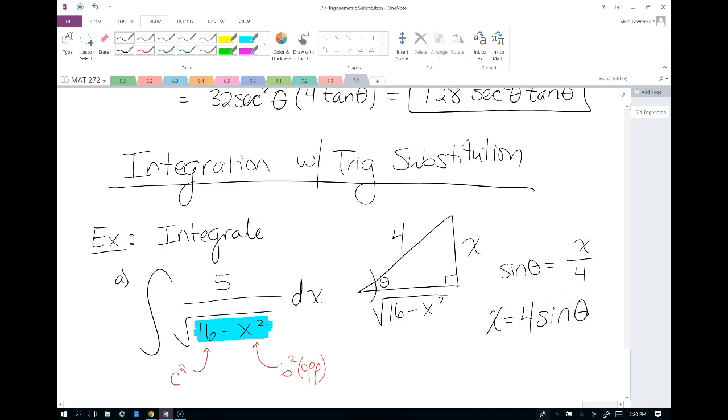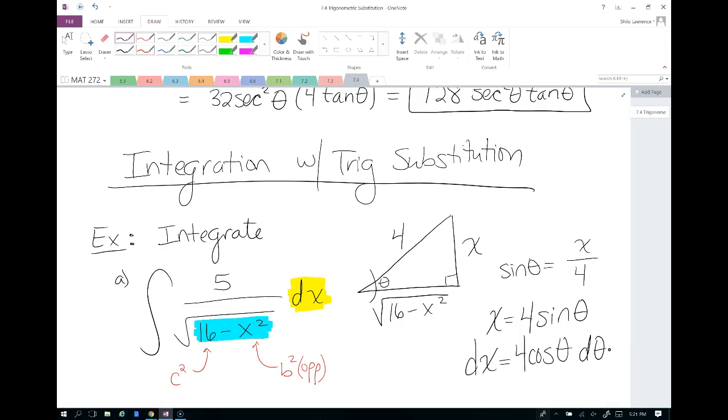Now when I do this substitution for the x, I am no longer going to have that x in my integrand. It's now going to be a function of theta, which means I also need to replace this dx as something in terms of theta. So all we have to do to figure out what to do to replace the dx is just take the derivative of both sides of this substitution we've decided to do. So if x is 4 sine theta, the derivative dx is 4 cosine theta d theta.